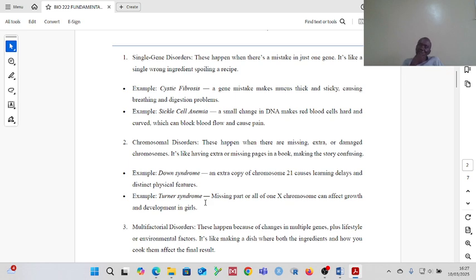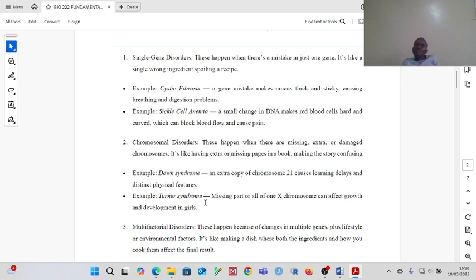Other types include the chromosomal disorder. So this is happening when the mutation is involving a chromosome. Remember the single gene disorder, the single gene mutations, the chromosomal mutations. So when the section that is targeted for the change is bigger, is a chromosome. Okay? So the chromosomal disorders happen when they are either a missing chromosome, an extra chromosome, or a damaged chromosome.